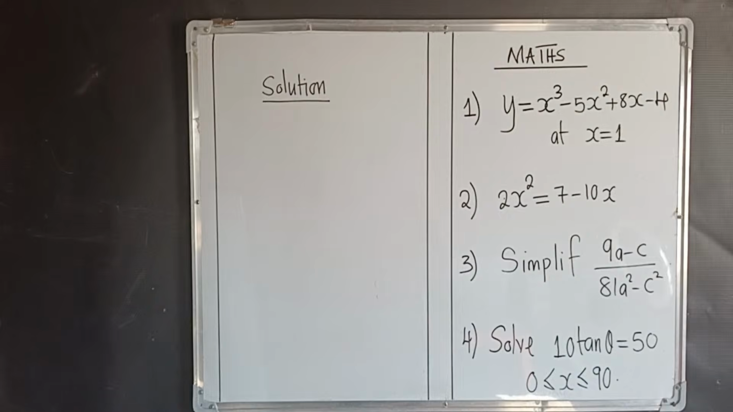So we've got these four questions. The first question, they're saying y is equal to x power 3 minus 5x power 2 plus 8x minus 4 at x is equal to 1. I hope you can see that. So that's the first question. We need now to find the equation tangent to the curve, okay?